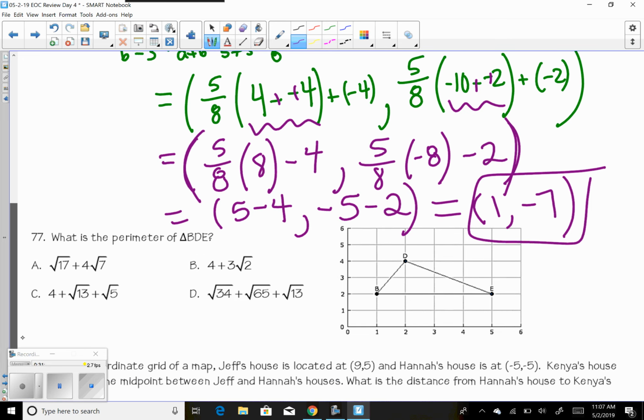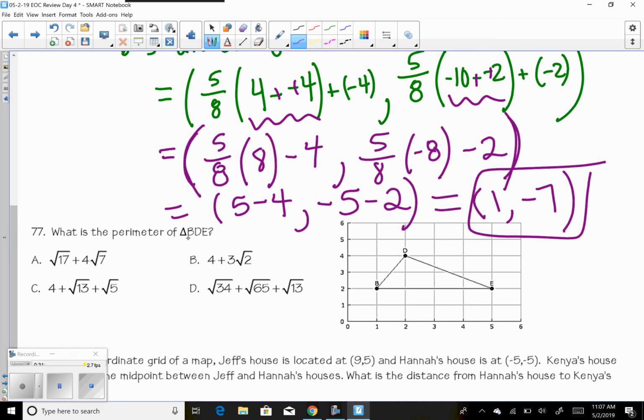All right, number 7. What is the perimeter of BDE? Okay, so here we go. So BE, 1, 2, 3, that's easy. 4, right? Okay, so now I need to do these others. So I got to make some triangles. All right, so this is 2 and 1.